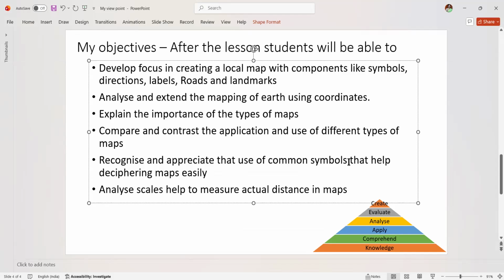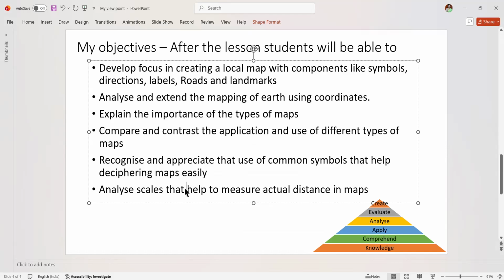Next, analyze scales that help to measure distance in maps. So we have covered this many objectives.